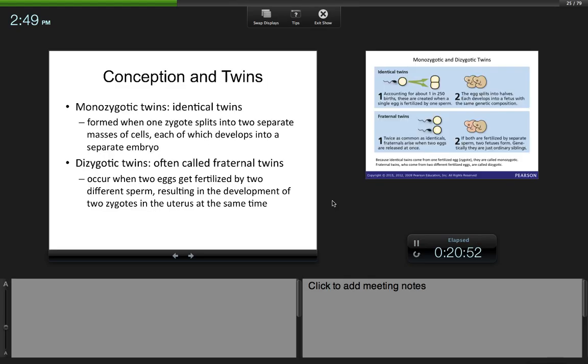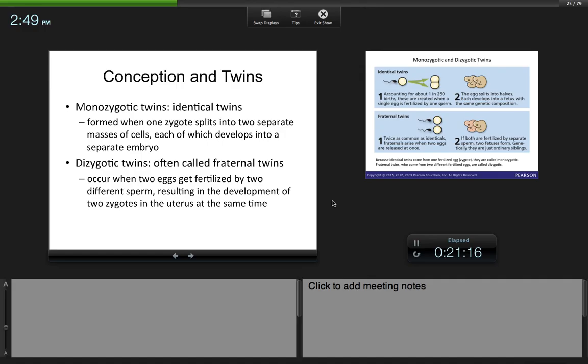Monozygotic twins and dizygotic twins. So monozygotic twins are our identical twins. They are individuals who came from a single zygote. For some reason, and it's not clearly understood why, this zygote has split. It splits into 2 separate masses of cells, each developing into a separate embryo.